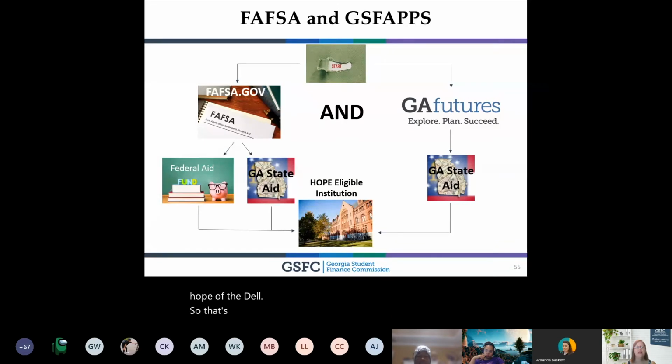The second reason is if for some reason you're selected for verification for the FAFSA, that slows down the process just a little bit. And so if you go ahead and complete the GSF Apps, then that will at least get your state aid rolling and help pay for your tuition at least. So doing both is very important.